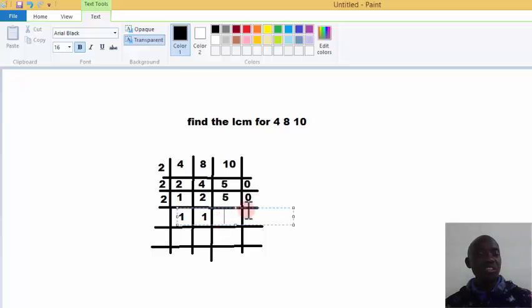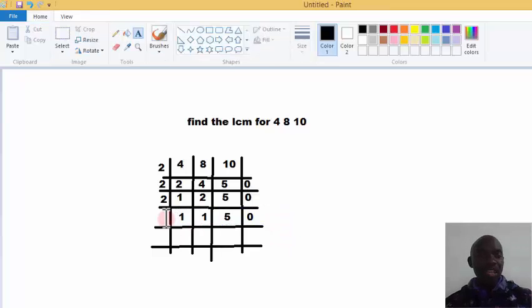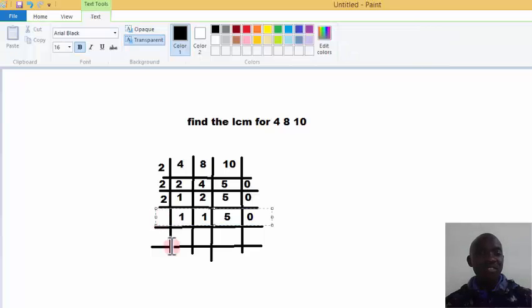Your remainder has to be 0. That's the protocol. Now here, 5. Next, the factor has to be 5. Do you know why? There's no other number remaining divisible by 2. If it is finished, you get the next number, that is 5.